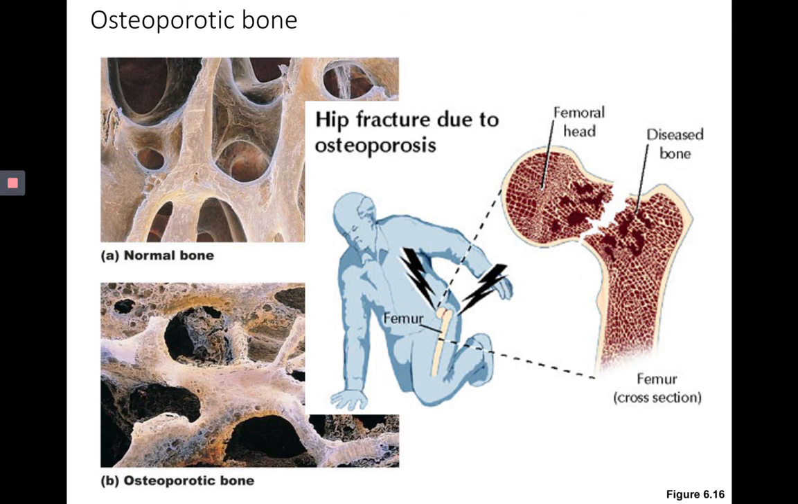So here's osteoporotic bone compared to normal bone. You can see that osteoporotic bone is porous. That means it's brittle, and that's how we get an easy break in a large bone like the femur.